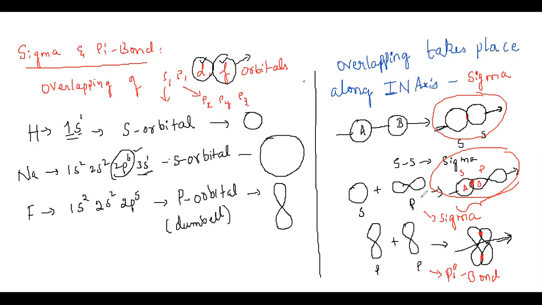Which means the overlapping is perpendicular to the internuclear axis. If you observe, the overlapping here is going to be perpendicular to the internuclear axis. If I take this as an internuclear axis, this is perpendicular to that. Such kind of bonds we are going to call a pi bond. I hope that people got the difference between sigma and pi bond.